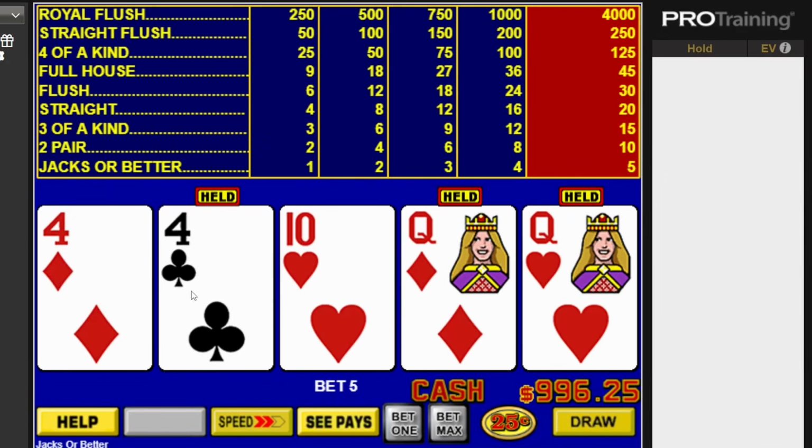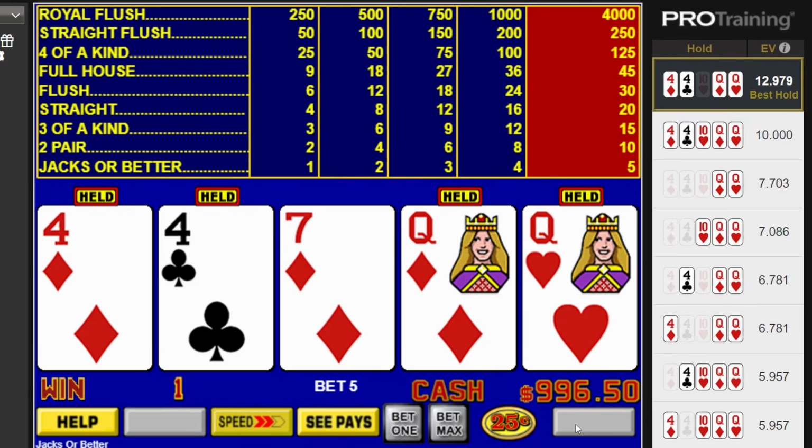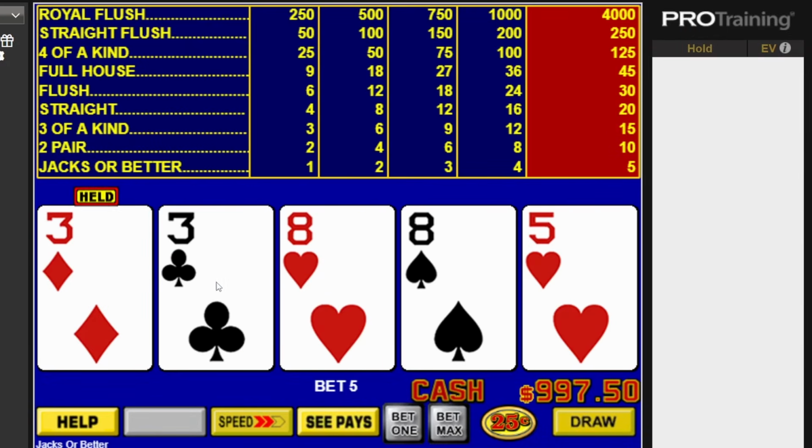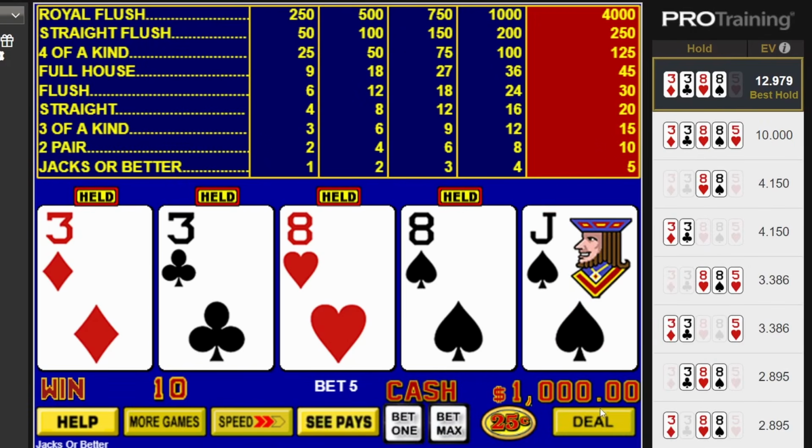Here we got 2 pair. 4s and queens. No huge hands yet. We're getting there. 2 pair. Pretty cut and dry. We are even. If we quit right now, we would not have lost any money. However, we'll go on a bit long.